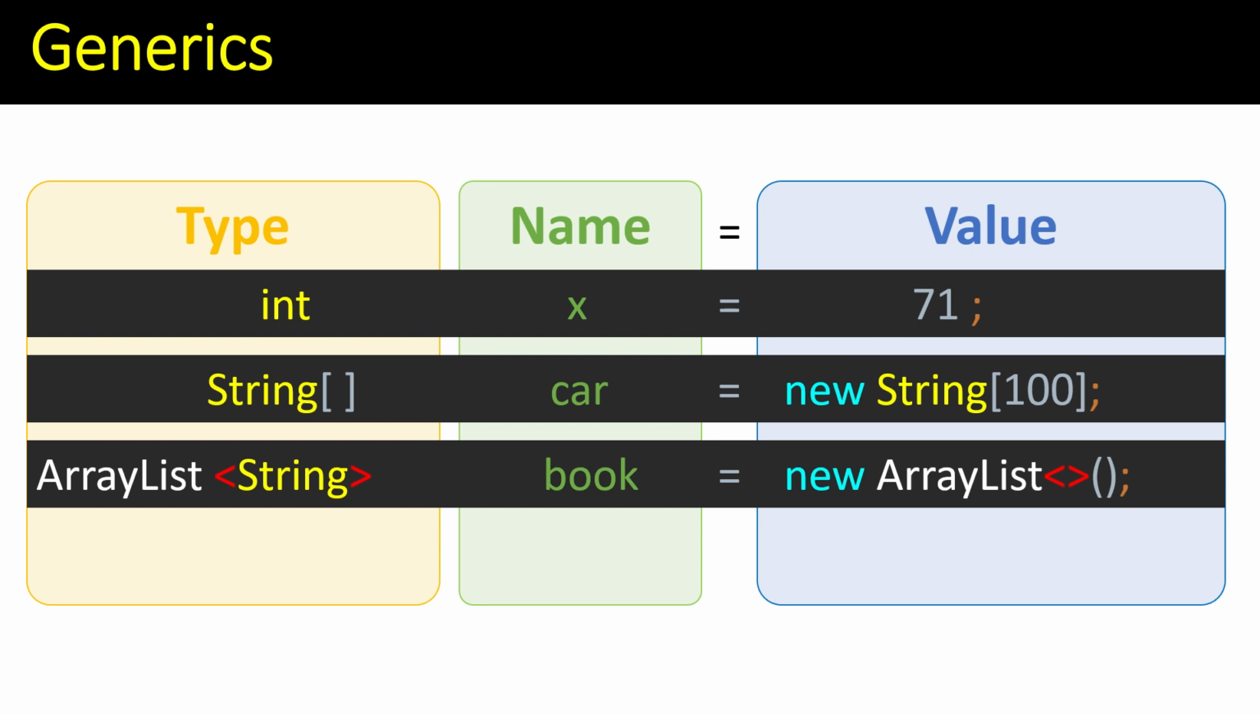Next is a generic type. Here, ArrayList string tells Java that you are using a reference type list, and only string or text values are allowed in this box called book. An ArrayList is like a flexible container. Unlike an array, it can grow and shrink dynamically. The string inside the angle brackets is the key part. It tells Java that every element in this list must be a string.